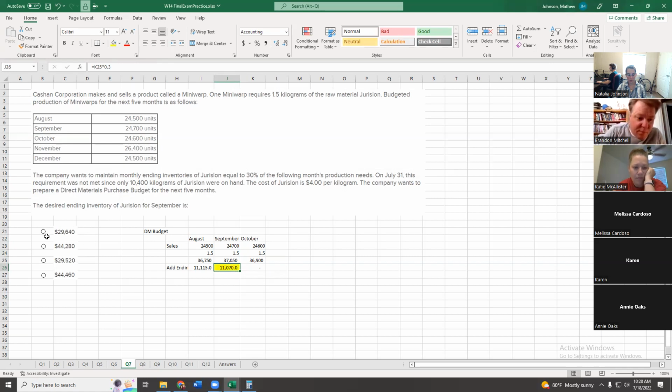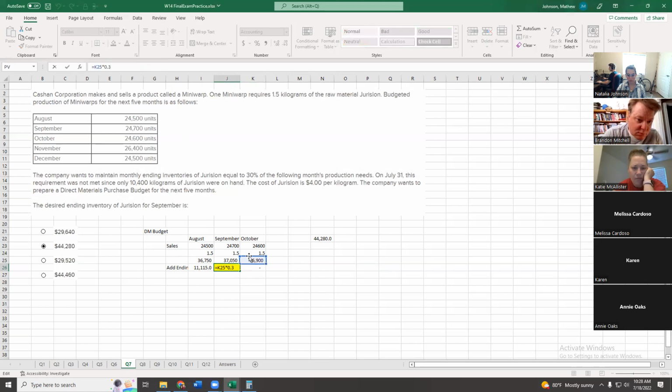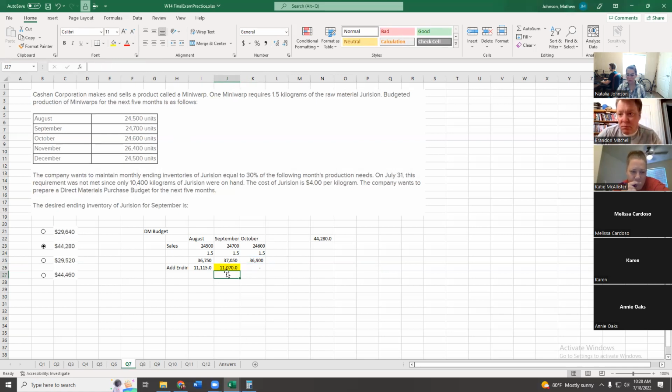But in the options, they give you a dollar amount. So if they do that, you just get the kilograms and then you multiply by the dollar. So it's $4 per kilogram. So this is the answer. I'm sorry, so for the add ending inventory, you multiplied which one times the 30%? Just the next month, the kilograms that you need for those sales, times the 30%. Thank you. Yeah, I would do the whole budget, but we're only on question 7, so.